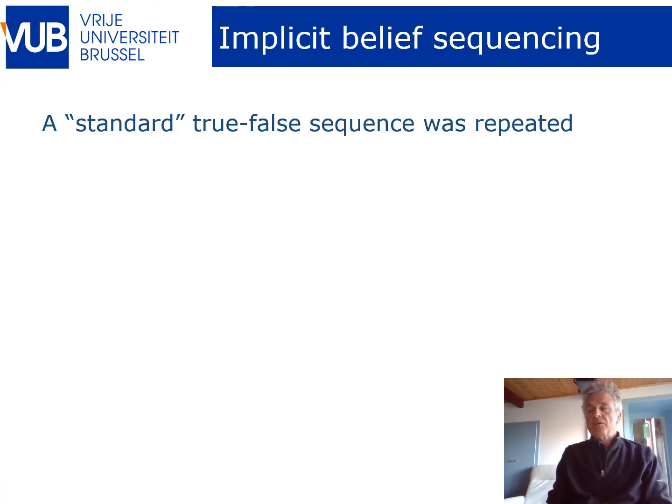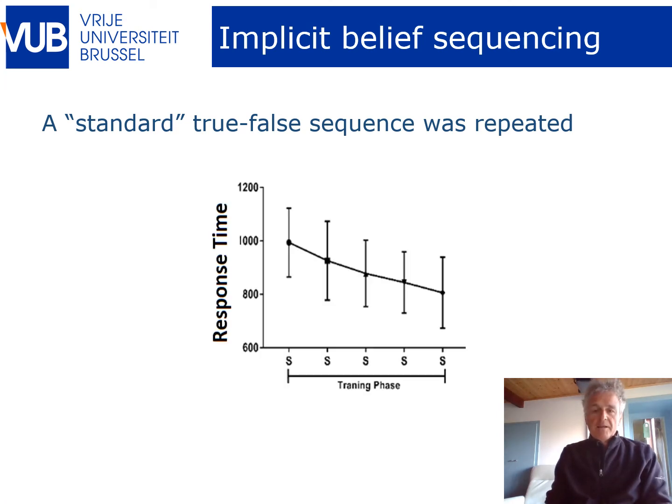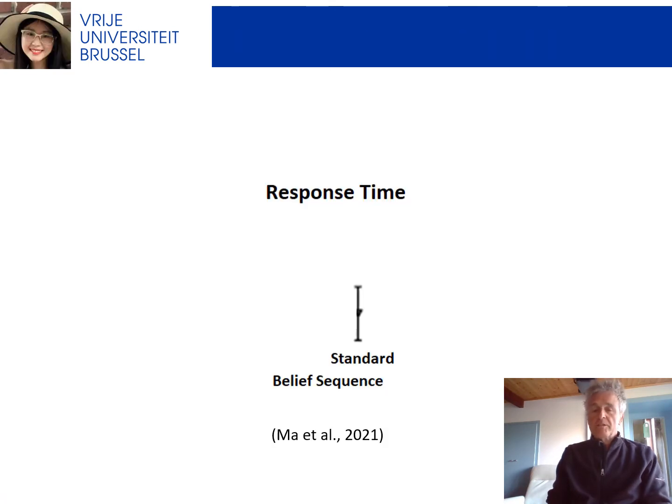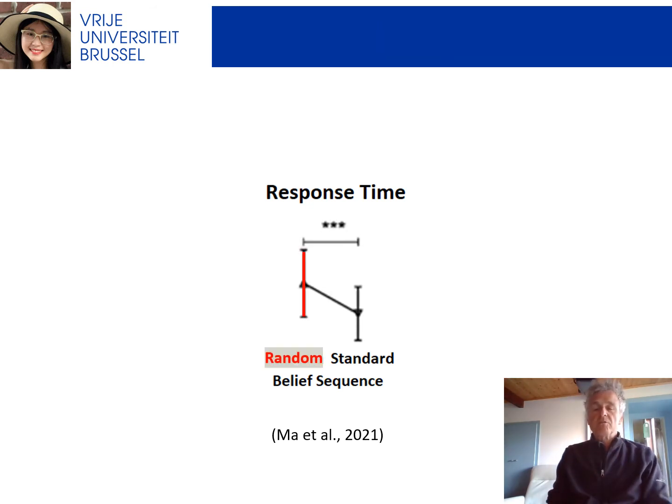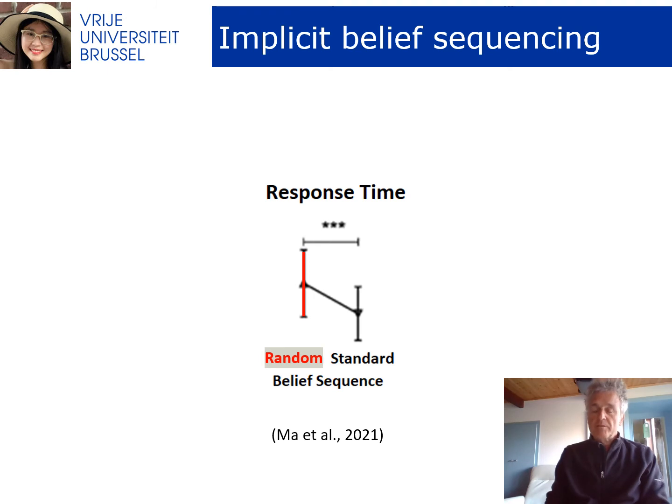So this is a kind of serial response time task. And as you can see, over time, they implicitly learned this sequence without much awareness and became faster at it, as you can see here. And more importantly, compared to the standard sequence, when we all of a sudden introduced a random sequence, the response times went up again, indicating that indeed they had learned the standard repeated sequence.